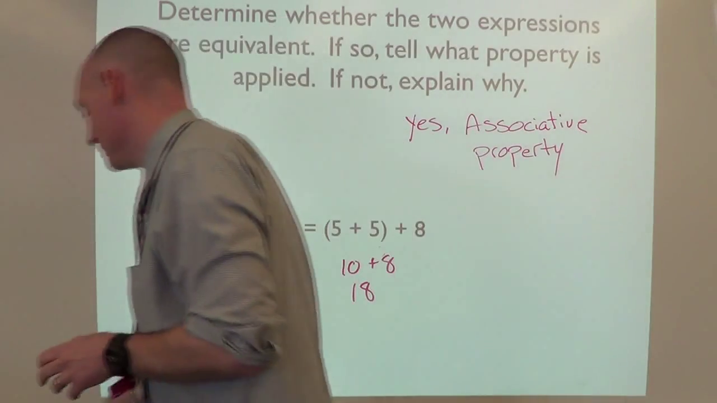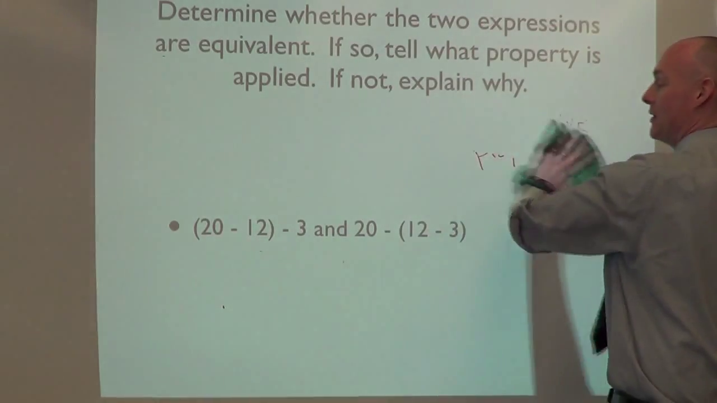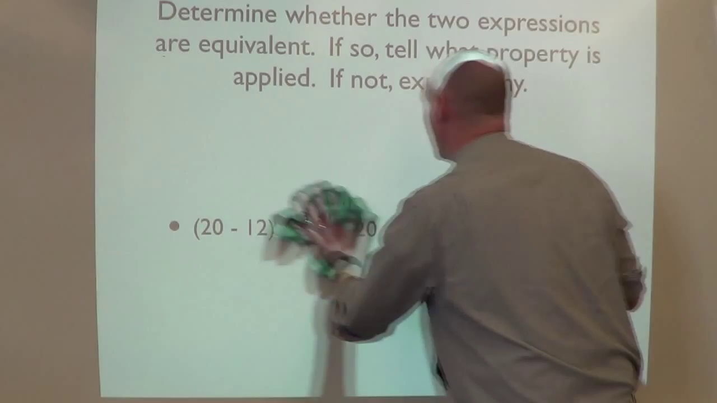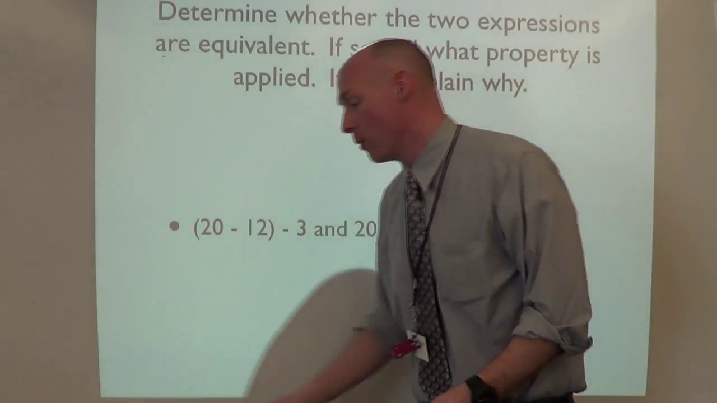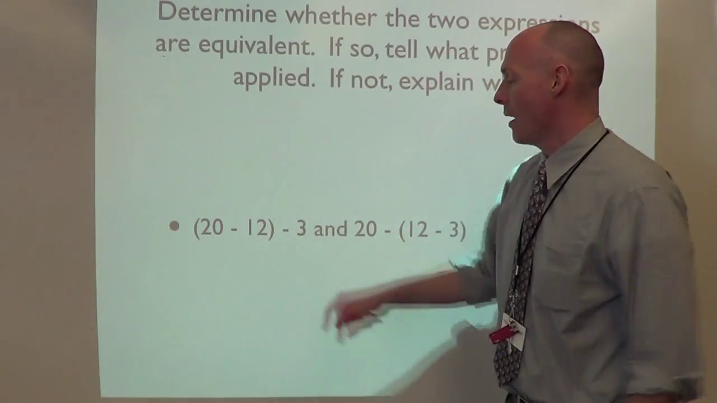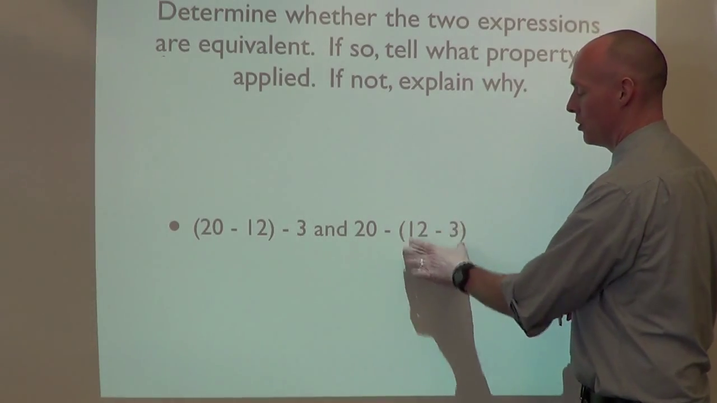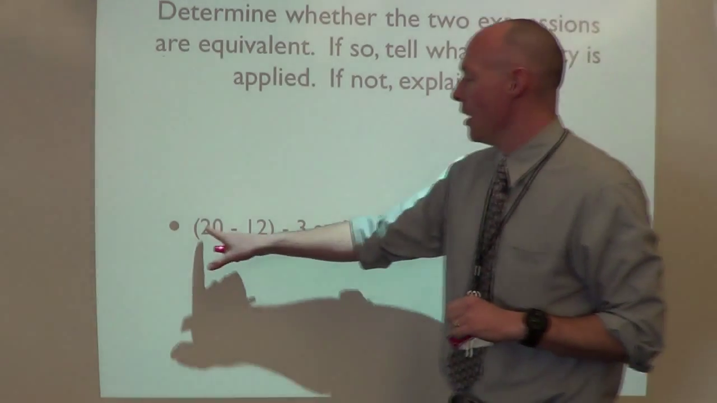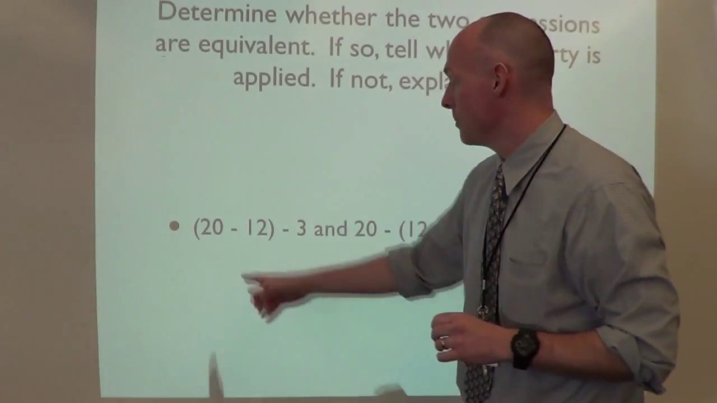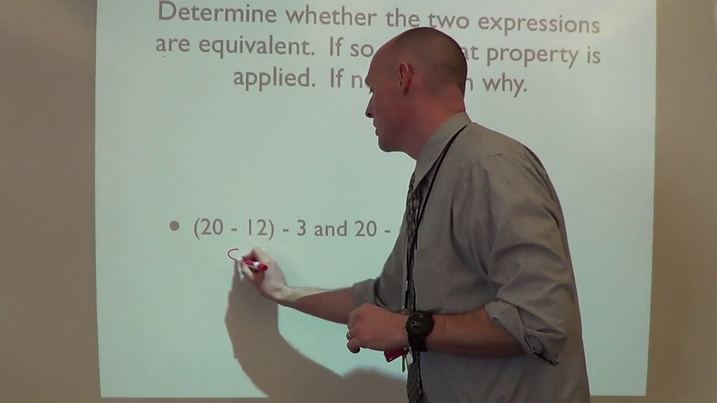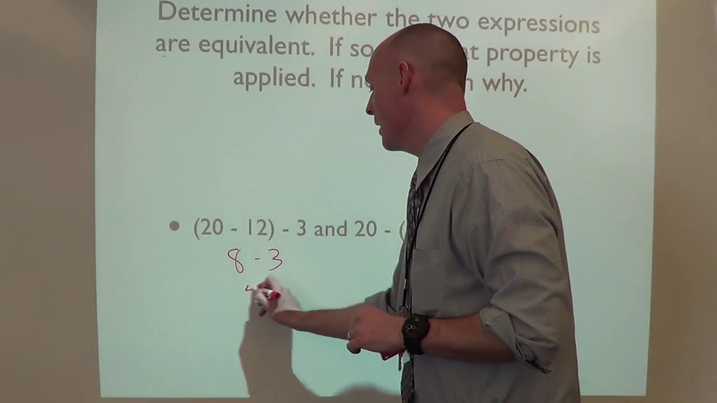Last example. Here I have directions. I left the exact same. 2 expressions. Figure out first, are they equivalent? 20 minus 12, in parentheses, minus 3, and 20 minus, in parentheses, 12 minus 3. Again, we do the parentheses. What's inside the parentheses first? 20 minus 12 is 8. Bring down the minus 3. 8 minus 3 is 5.